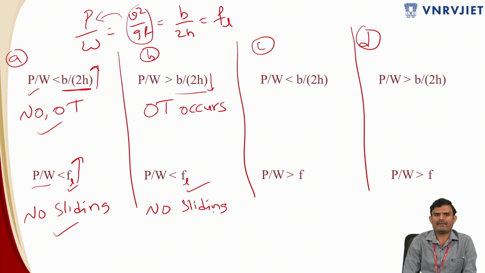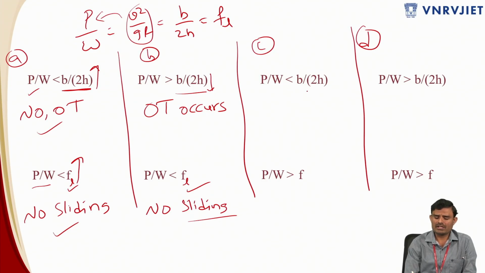In the first case, you don't have a chance for overturning and you don't have a chance for sliding either. And in the second case, as B by 2H, which is the resistance to overturning, is less, your vehicle has the chance of overturning. And as your resistance to sliding is higher, the vehicle will not undergo sliding.